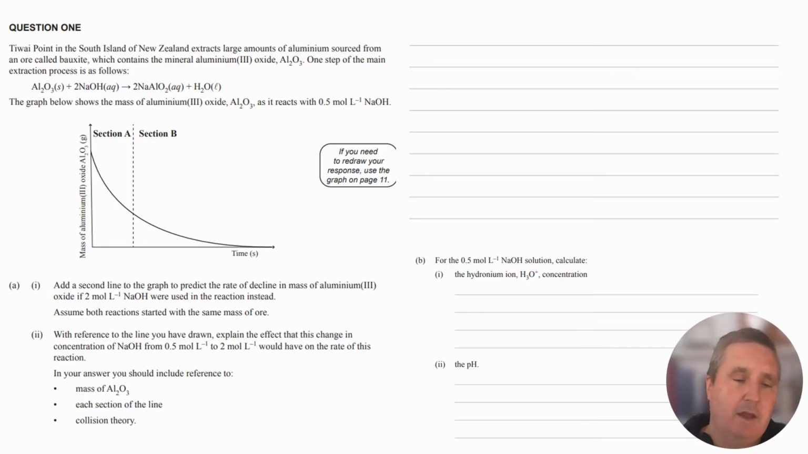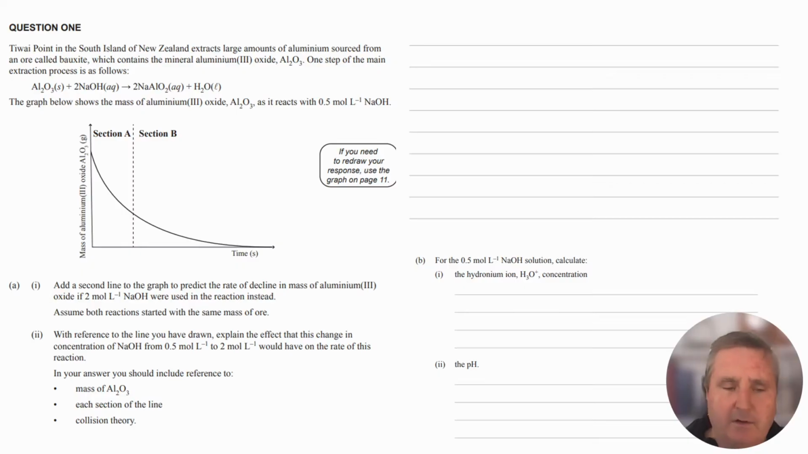If we look carefully, because we take our time to unpack these resources, we can see on the left hand side they've told us that the mass of the aluminium oxide is on the y-axis and time is on the x-axis. It has been broken into 2 sections by a dotted line. Add a second line on the graph to predict the rate of reaction and mass of aluminium oxide if 2 moles per litre of sodium hydroxide was used in the reaction instead. Assume both reactions started with the same mass of ore.